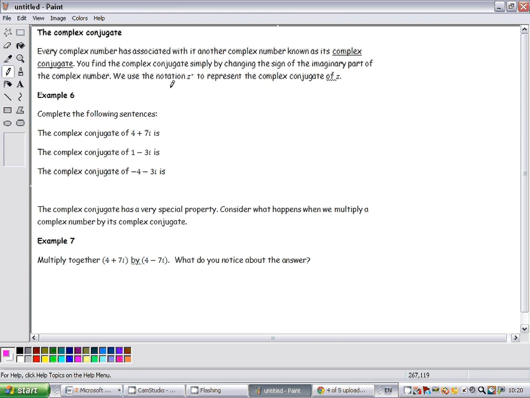And we use this notation, Z with an asterisk. I do my Z's like this so they don't look like 2's. And a little asterisk in the air like that. That's the conjugate. So the complex conjugate of 4 plus 7i is 4 minus 7i. You change the sign on the imaginary part. So for 1 minus 3i, the conjugate would be 1 plus 3i.